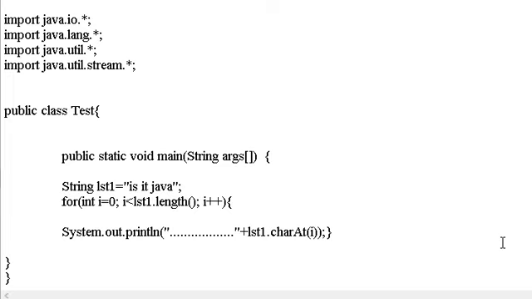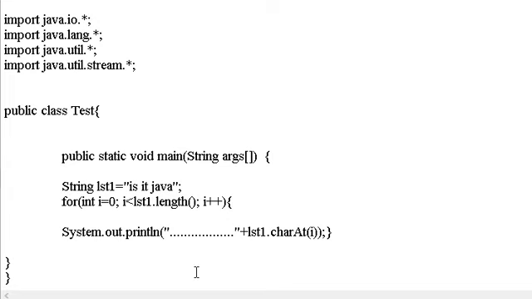This for loop will fetch the index value up to the length of this string, and here I am printing all those characters by fetching the index value. lst1 is the variable name, a string variable, and by using the charAt method I am fetching all the values by using this index one by one.